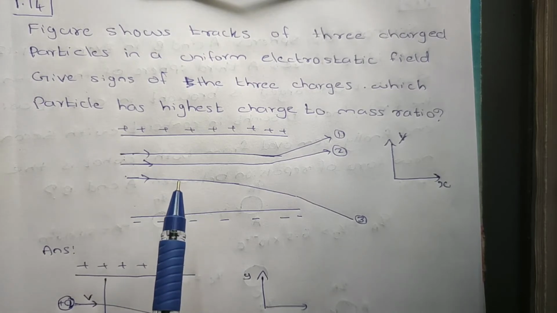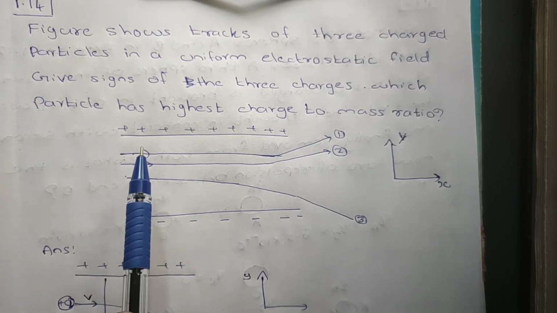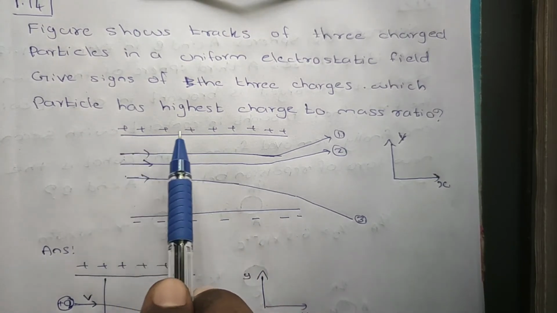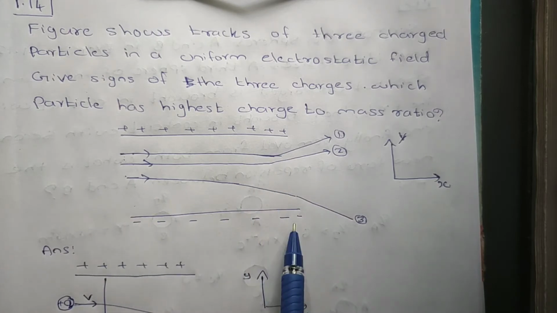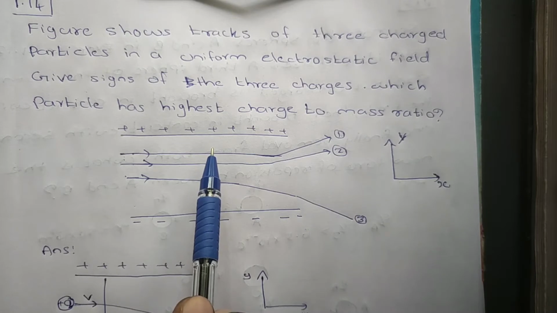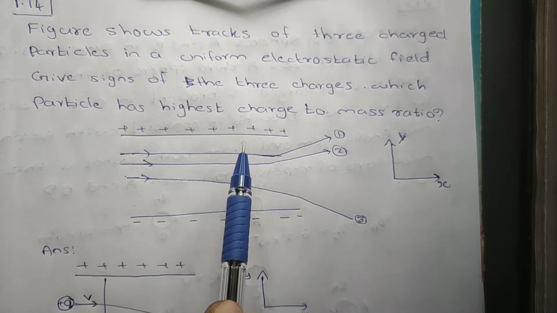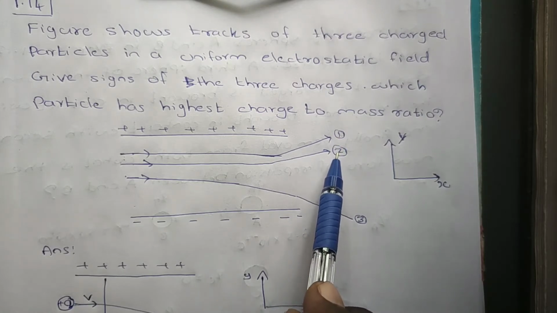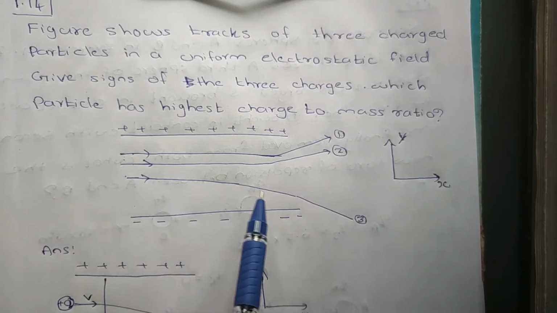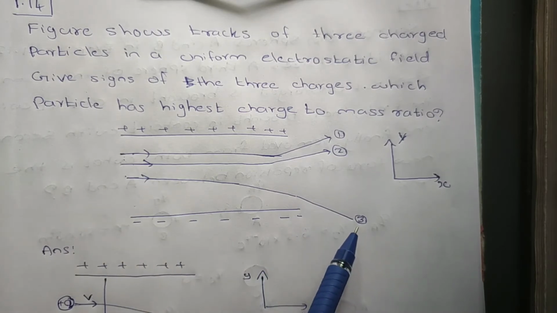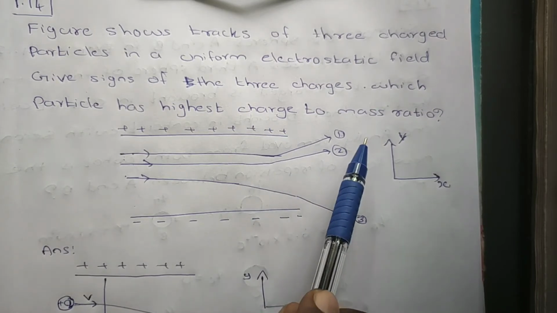Easily we can find out the sign of the charges, because here it is a positive plate, here it is a negative plate. That means which charge will be deflected towards the positive plate? That is negative charge. So the first charge is negative, second charge also negative, and the third one is deflected towards the negative plate, so it is a positive charge. Next we need to find out the charge to mass ratio.